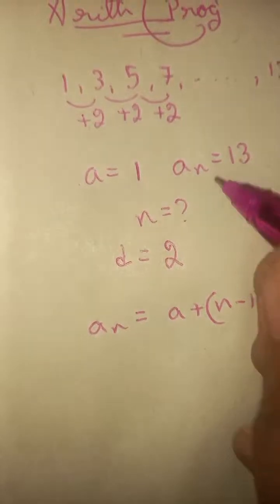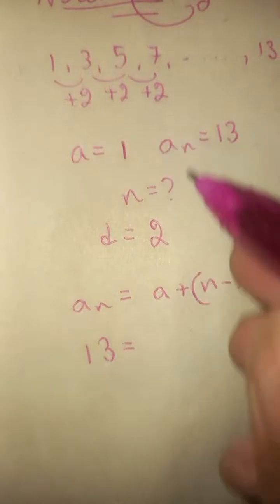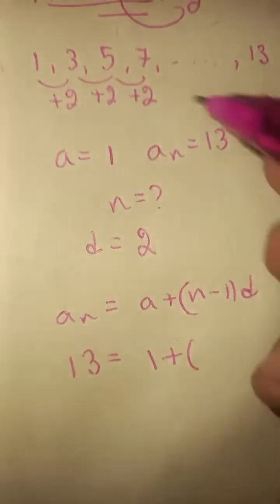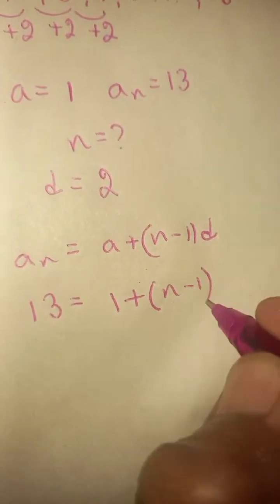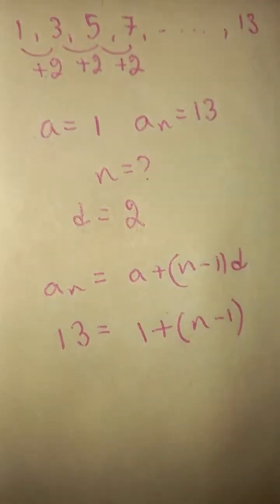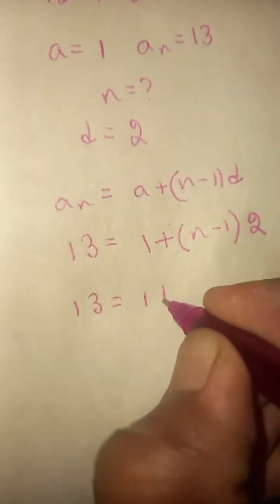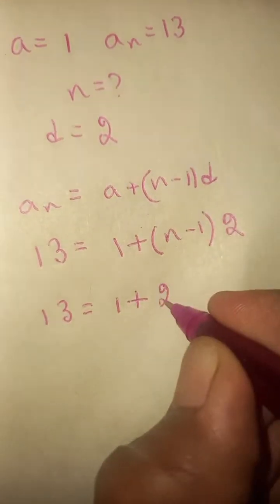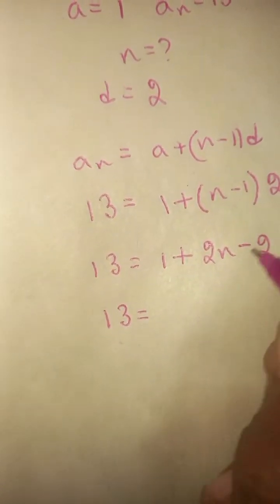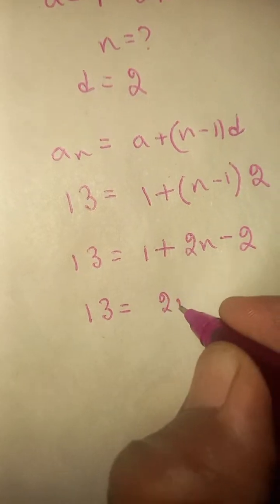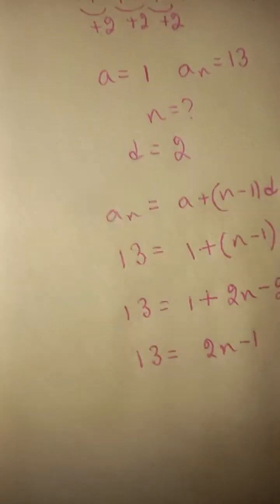Now you're going to get an; they have given us 13. So here a, the first term, is 1, plus n minus 1. N we don't know, we need to find it out, so write it as n minus 1 times d. The difference here is plus 2. So 13 equals 1 plus 2 times n, which is 2n, minus 2 times 1, which is 2. Now 13 equals minus 2 plus 1, which is minus 1, so it is 2n minus 1.